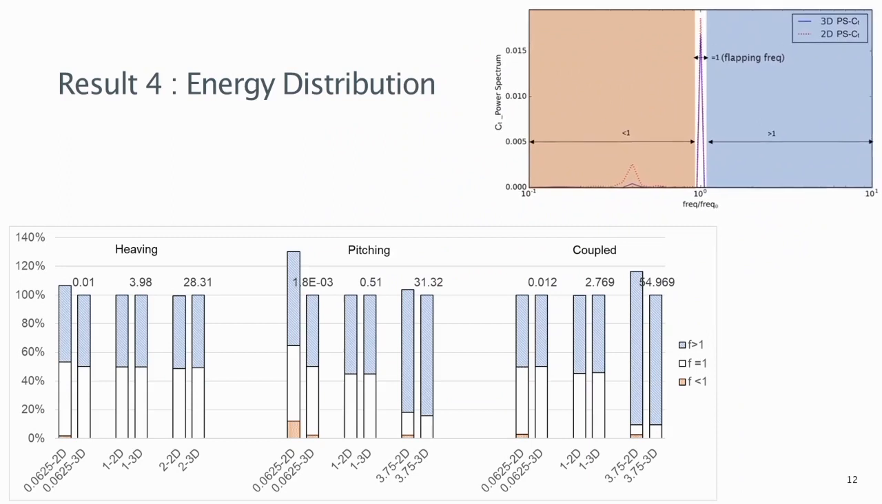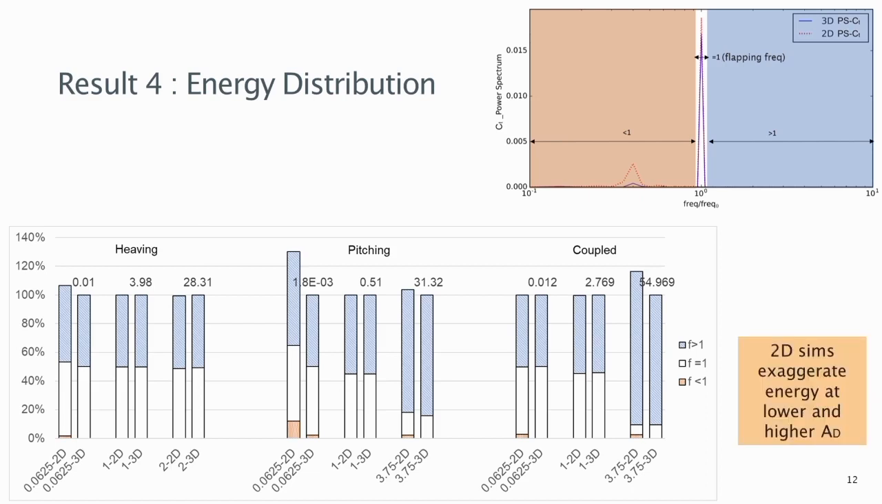Now, if we look at the heaving, pitching, and coupled, here I present the pairs of bars, which are 2D and 3D. On the left is 2D and the other one is 3D. The 2D is normalized to 3D, so 3D is always 100%, and we can see that 2D at the lowest amplitude and the highest amplitude gives a big difference compared to the 3D. So what we can conclude here is that 2D is exaggerating the energy at the lower and the higher Strouhal number.